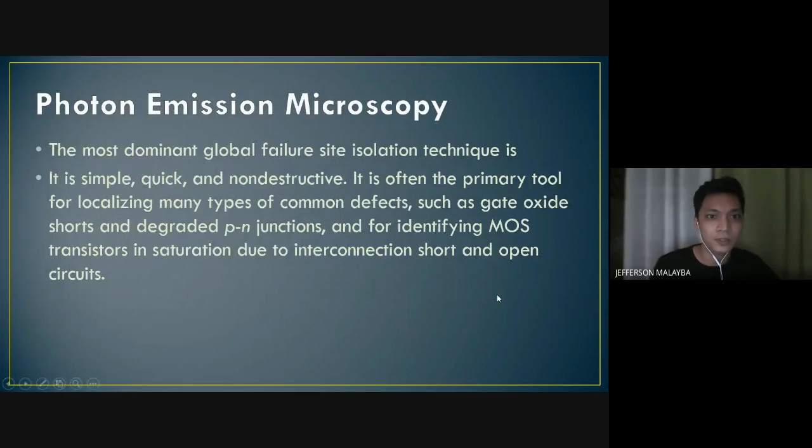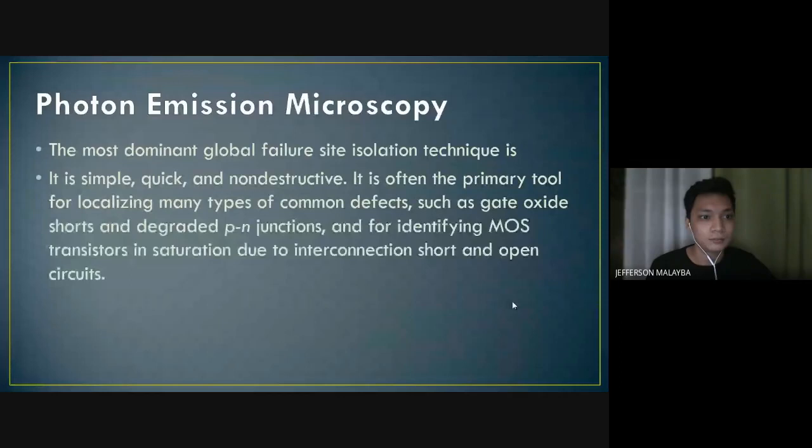So it is often the primary tool for localizing many types of common defects such as gate oxide shorts, degraded PN junction, and for identifying MOS transistors in saturation due to interconnection short or open circuits.